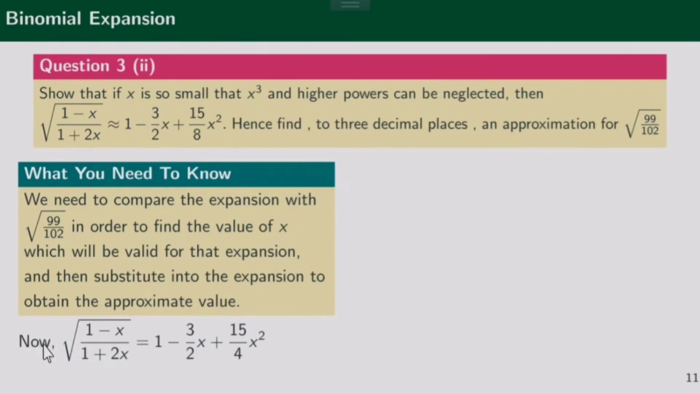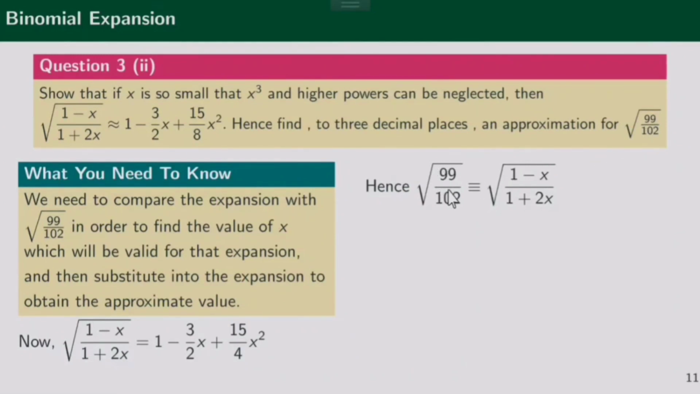So we know that this expansion is approximately equal to what we have on the right hand side. Of course, this is 8 and not 4. That is just a typing error. This is 8. Now, what does that mean? It means that if we compare the left hand side, which is the square root of 99 over 102, I will say it is equivalent to 1 minus x divided by 1 plus 2x. Why am I equating this? Because I have to use this expansion to find the approximate value of the square root of this quantity.